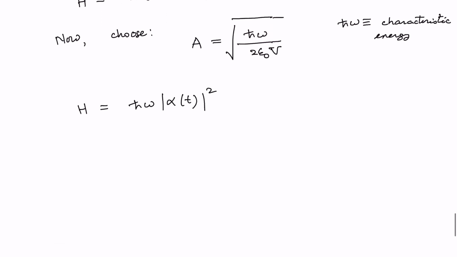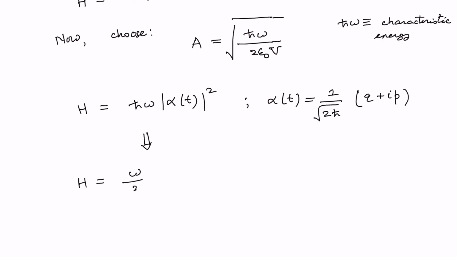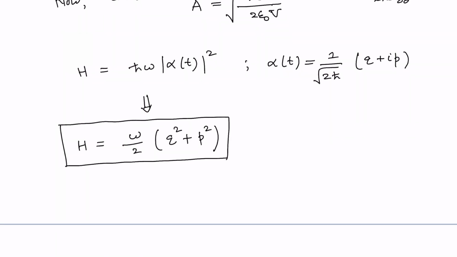And alpha of t, by the way, you remember that sometime back we have taken alpha of t as 1 by square root of 2 h bar. We have taken it as q plus ip. So therefore this implies H is equal to, if I take the mod of alpha t square, I am going to get omega by 2 into q square plus p square. So this Hamiltonian expression will remind you about the so-called simple harmonic oscillator Hamiltonian.